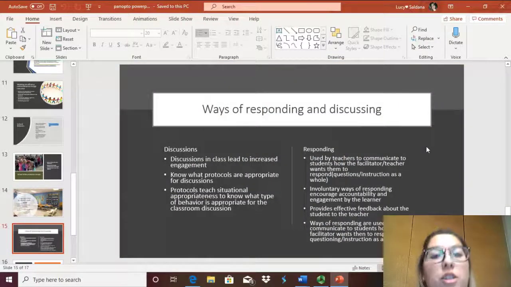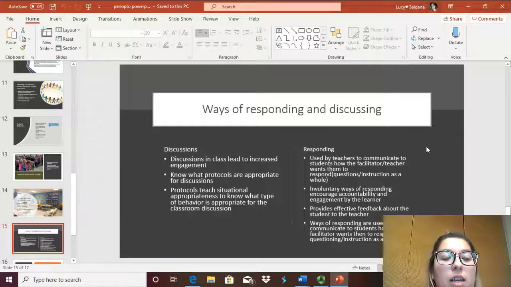So the next section in chapter 3 was talking about ways of responding and discussing. The first section was talking about how these forms of responding and discussing define how some cultural behaviors are conducted within a culture and a community. Also discussions. So first I talked about discussions.